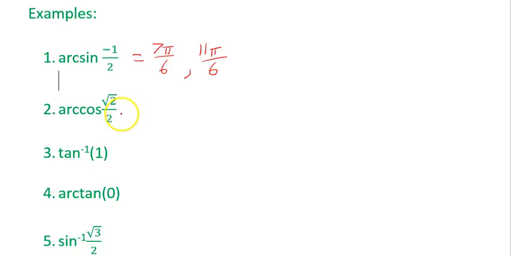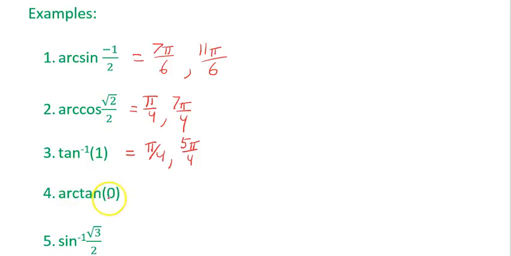Okay, example 2. Arc cosine of square root 2 over 2. So I'm looking for the angle that has a cosine of square root 2 over 2. The angles that have a cosine of square root 2 over 2 are pi over 4 and 7 pi over 4. This would be a good time to pause your video and see if you can answer the next 3. Okay, so our third one, the tangent inverse of 1 means we're looking for an angle with a tangent of 1, and that ends up to be pi over 4 and 5 pi over 4.